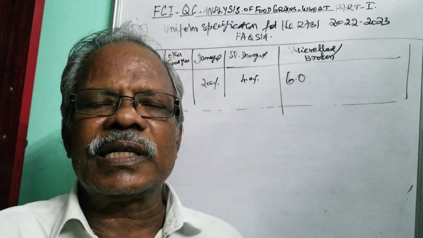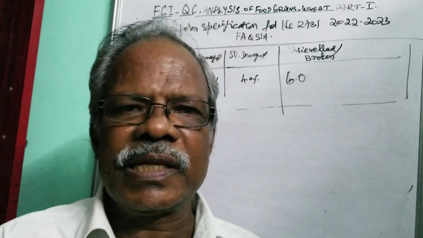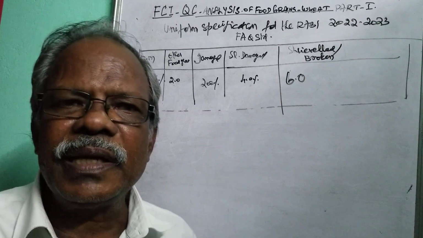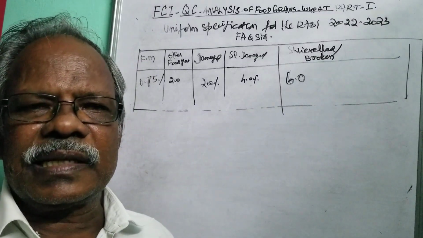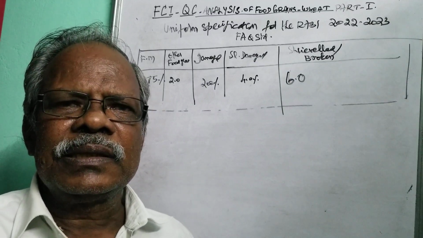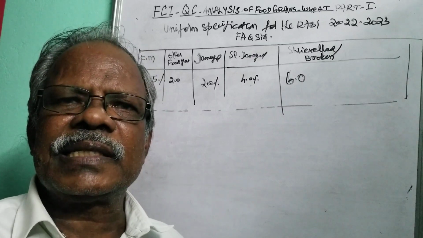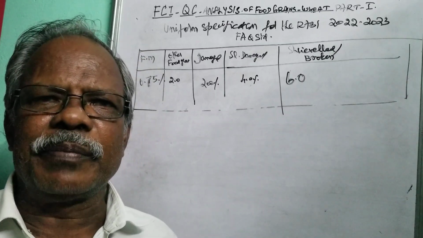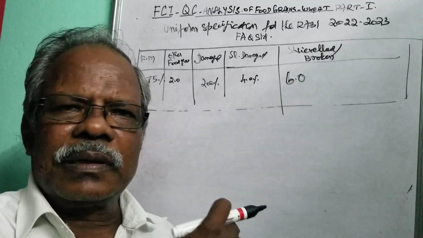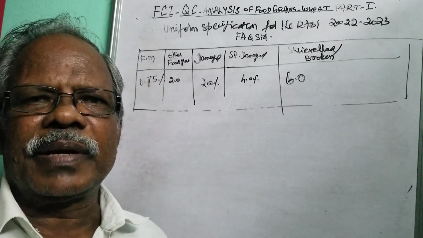Now we will see what is uniform specification, which is otherwise called fair average quality. First, the foreign matter. Foreign matter means anything other than the food grain, like gloom, sand, minerals, and some foreign seeds. These are all coming under foreign matter. That is, apart from the grain, whatever other things are available is called foreign matter.